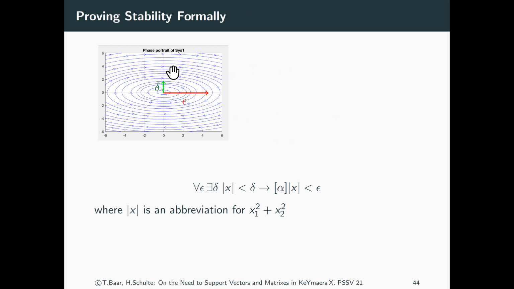And the stability of a system is just this formula here: for all epsilon, there is a delta such that x less than delta implies that if we execute alpha, then x is less than epsilon. And this x is just an abbreviation for the norm, so x1 squared plus x2 squared. So if we take this system and this formula, then we can really formally prove using KeYmaera that this system is stable.